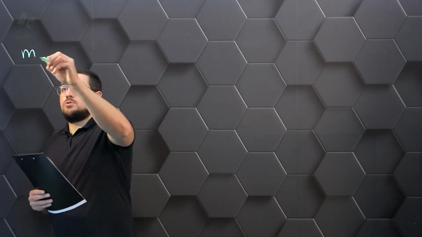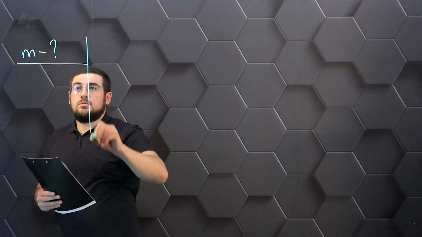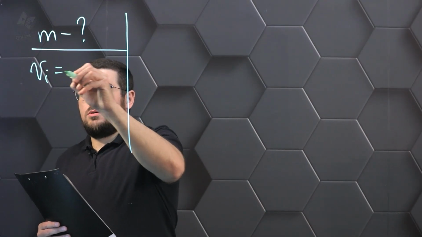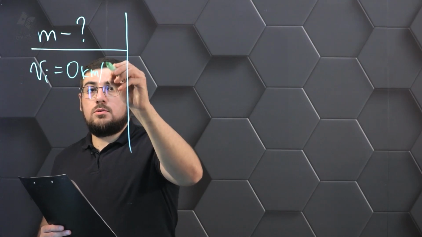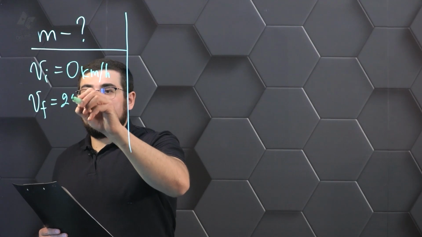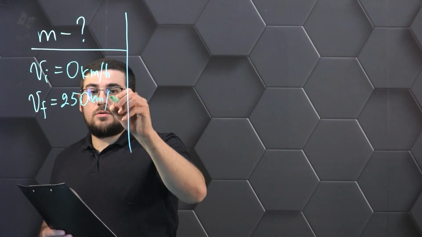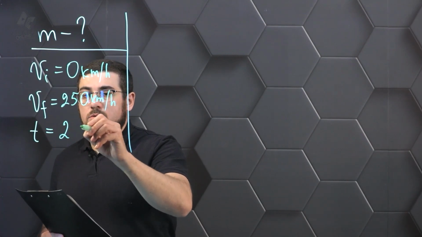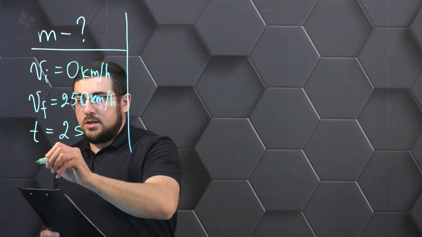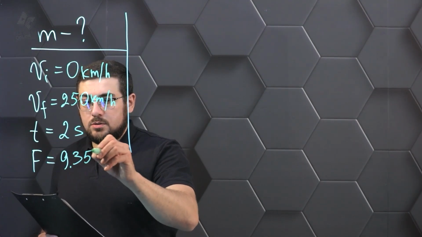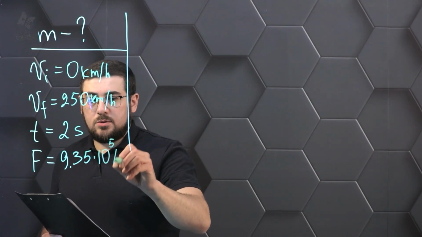Let's write down the terms of the problem. We're going to have to determine the mass of the airplane. And we know the initial velocity of the airplane, 0 kilometers per hour, and the airplane's terminal velocity is 250 kilometers per hour. The time it took for this velocity change to occur is 2 seconds, and the average force acting on this airplane is equal to 9.35 times 10 to the 5th power Newtons.